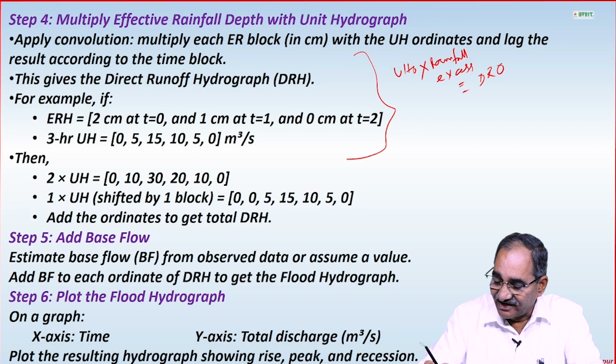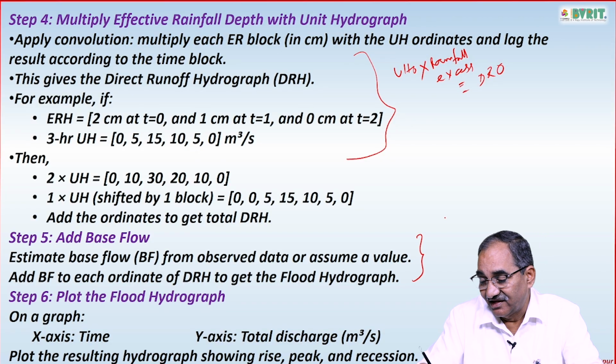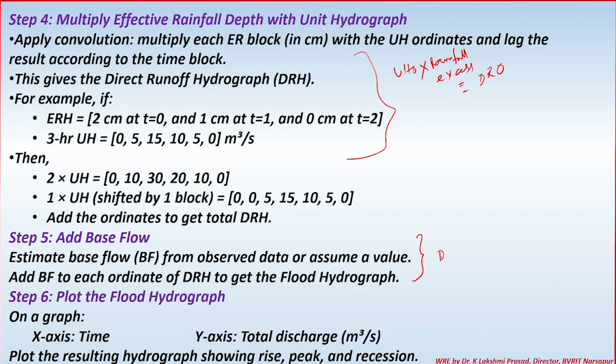Once that is done, add the base flow. So DRO plus base flow is equal to the storm hydrograph ordinates, or flood hydrograph ordinates. So previously we started with flood hydrograph ordinate minus base flow, then divided by depth of direct runoff, and the UH is obtained. That is what we have done.